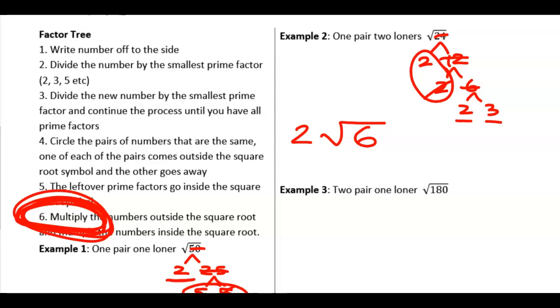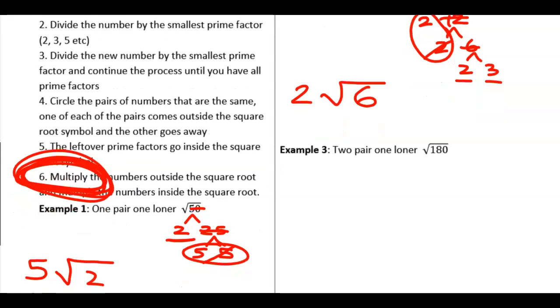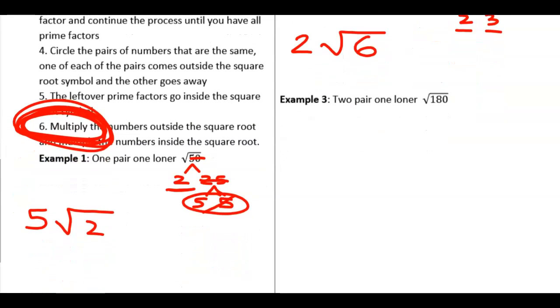Now, pairs go out, loners stay in. If you have more than one, you got to multiply. That's the rule. Okay? Let's try example 3. 180. It's even, so 2 times what? 90. 90 is even. 2 times what? 45.